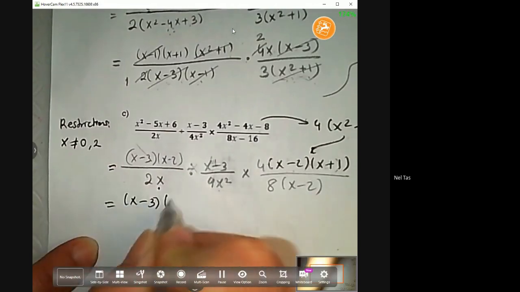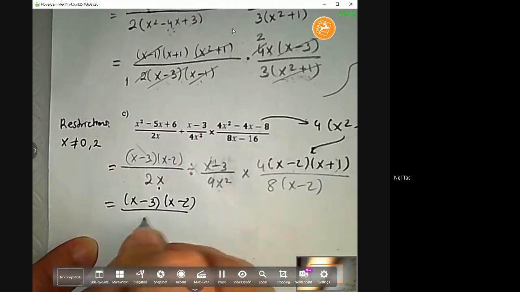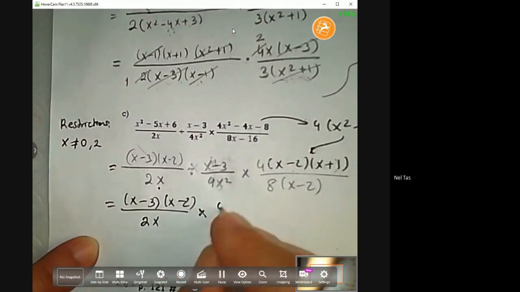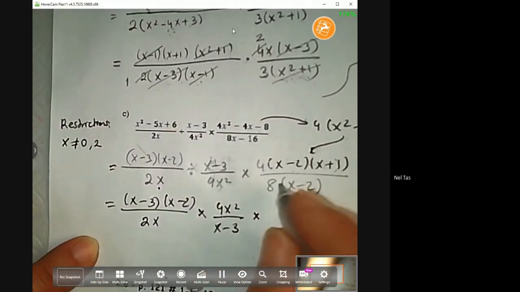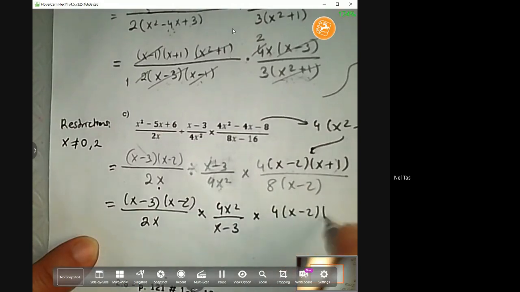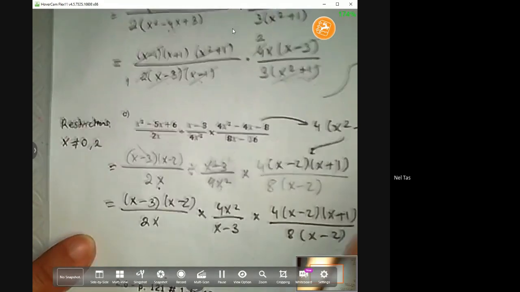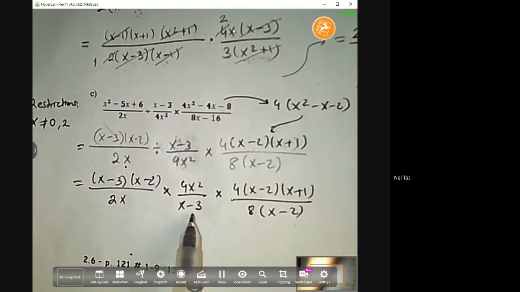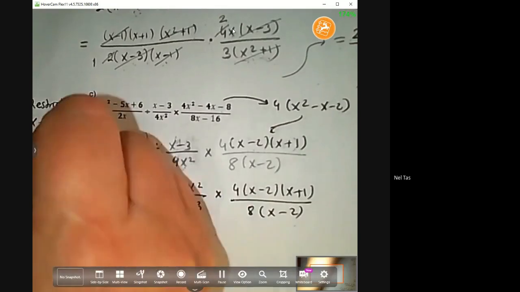Again, before you simplify anything, get rid of the division. Okay, so multiply. So 4x squared over x minus 3 times 4 x minus 2 x plus 1 over 8 times x minus 2. Okay, so check restrictions one more time because we had to flip this fraction here, this rational expression. So now we have x minus 3 in the denominator. So this means that x cannot be 3.